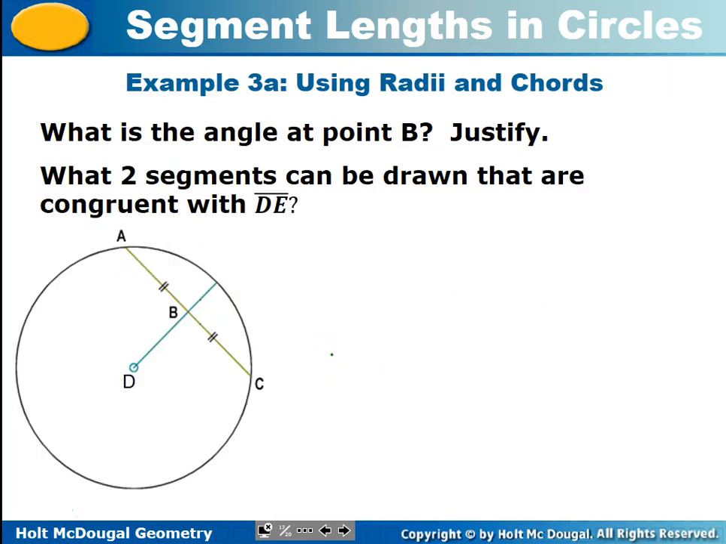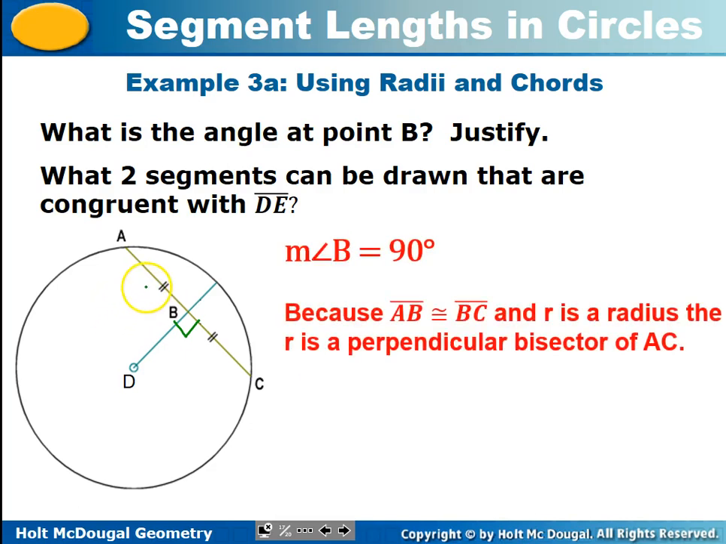The next one says, what is the angle at point B? Well, I see that AB is congruent to BC, thus it's being bisected, and we have a radius, so that means there must be a right angle here. So that's a 90-degree angle, right? Because AB is congruent to BC and the radius is a perpendicular bisector of AC.